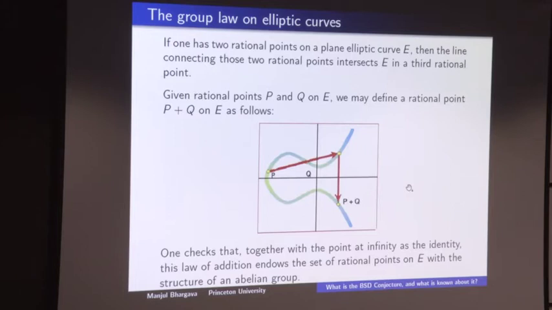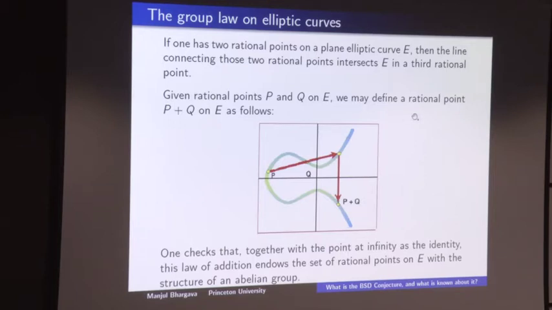And one checks that together with the point at infinity as the identity, so the point at infinity is the point you get when you follow this curve all the way up to infinity, which is the same one as you get when you follow this all the way down to infinity. So in other words, just in the projective plane, there'll be one extra point at infinity, which you get by following this all the way up.